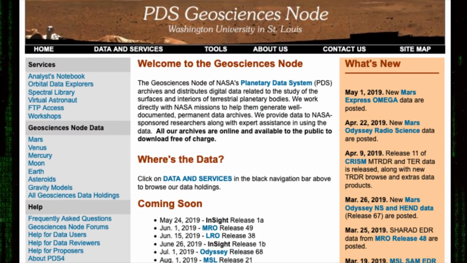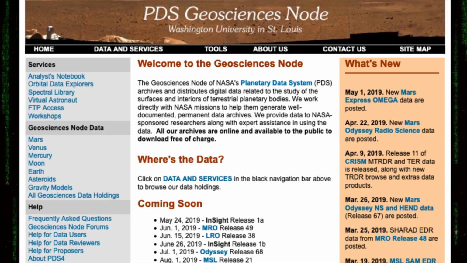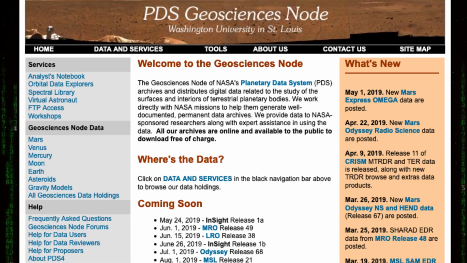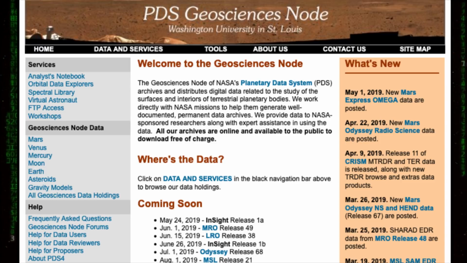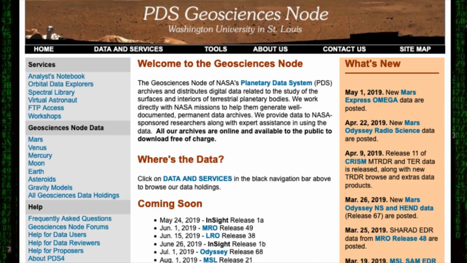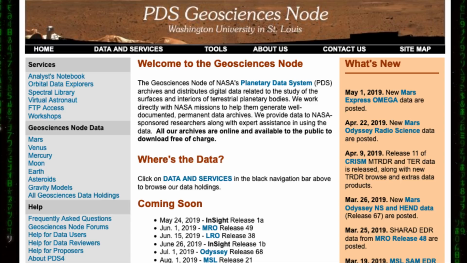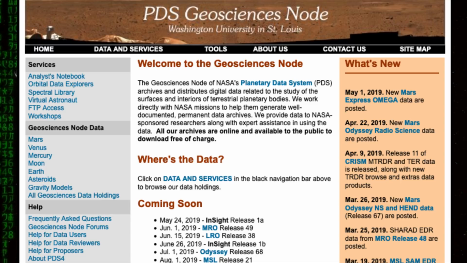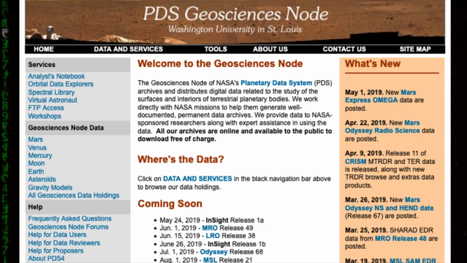Per the Washington University, the geoscience node of NASA's planetary data systems archives and distributes digital data related to the study of the surface and interiors of terrestrial planetary bodies. We work directly with NASA's mission to help them generate well-documented permanent data archives. We provide data to NASA-sponsored research along with expert assistance in using this data. All our archives are online and available to the public to download free of charge.